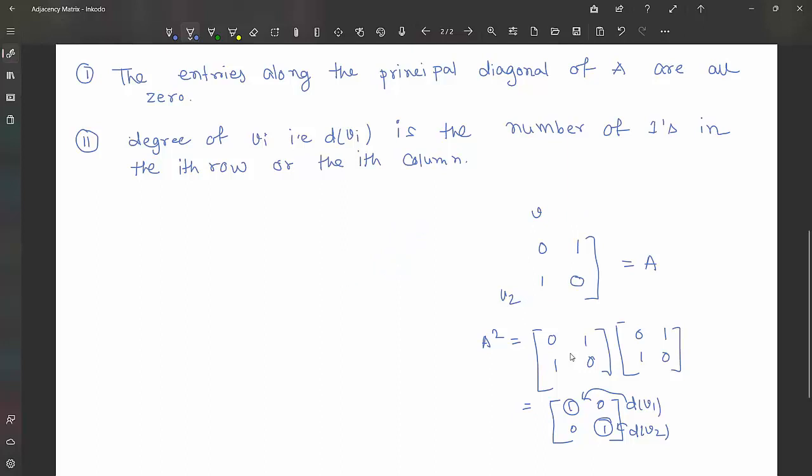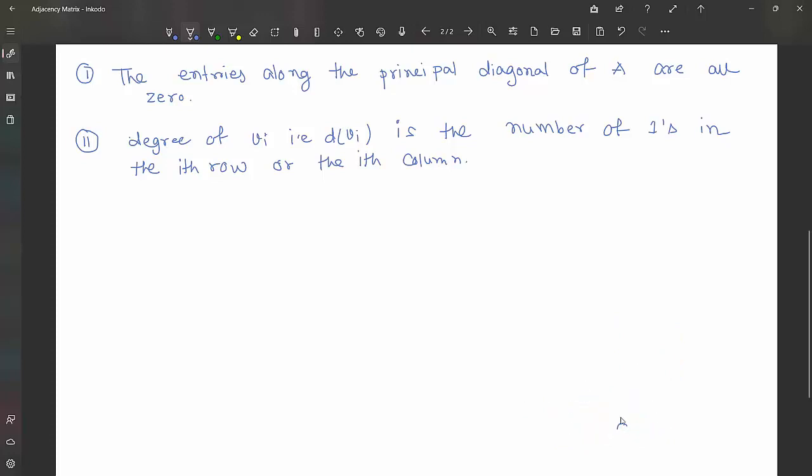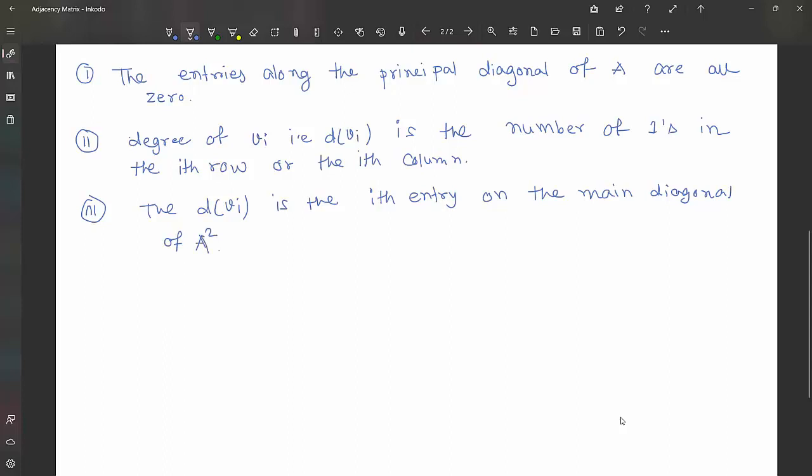So this is just one property of this type of non-directed graph, so we will write it down here. Number 3: the degree of vi, d of vi, is the ith entry on the main diagonal of A square, where A is the adjacency matrix.